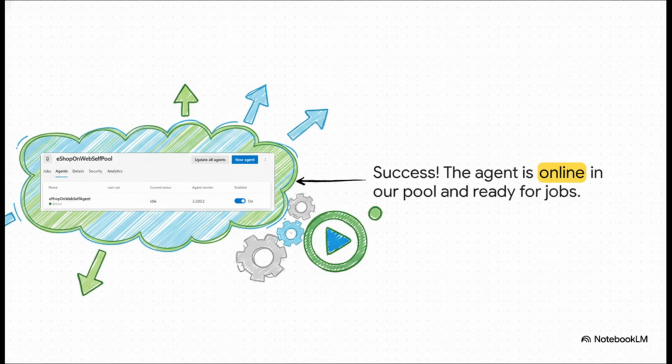We're back in the Azure DevOps portal, looking at our agent pool. And there it is. Our new agent is listed by name, and it has that beautiful little green dot next to it that says Online. It's now officially part of our fleet, just sitting there, waiting for instructions.